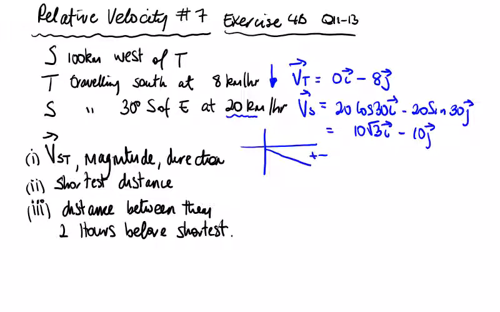We're asked to find the velocity of the speedboat relative to the trawler. So the velocity of speedboat relative to the trawler is the velocity of the speedboat minus the velocity of the trawler, which is 10 root 3 minus 0, so just 10 root 3 in the i direction. And we have minus 10j plus 8j, which is minus 2 in the j direction.